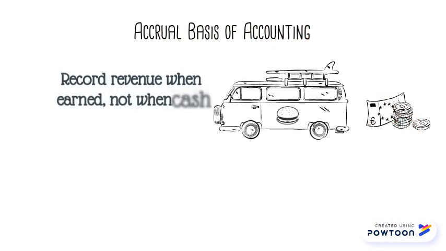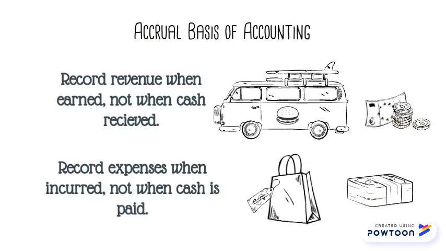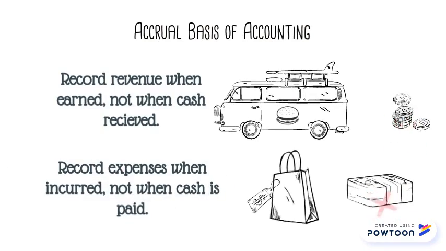So businesses will make adjusting entries into the general journal because of something called the accrual basis of accounting. Now the accrual basis of accounting requires you to record revenues when they are earned and expenses when they're incurred.